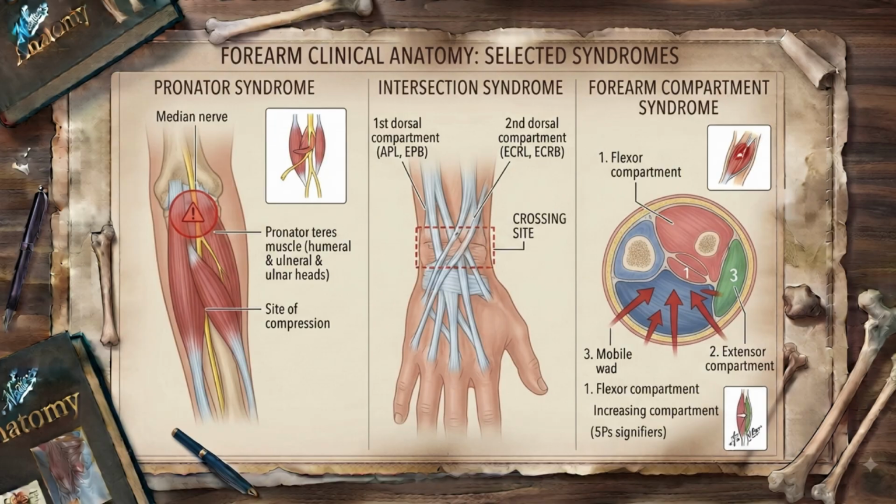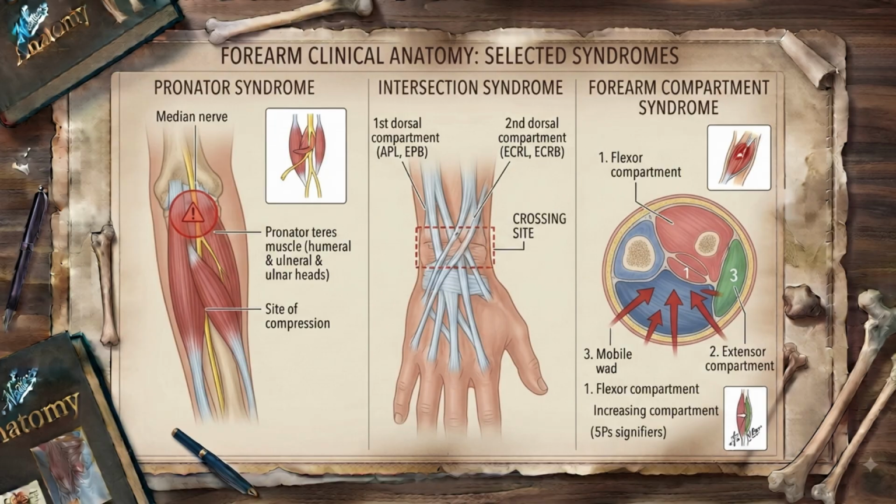Intersection syndrome occurs around the dorsal distal forearm where tendons from the first dorsal compartment cross tendons of the second dorsal compartment. The important structures are abductor pollicis longus and extensor pollicis brevis crossing over extensor carpi radialis longus and brevis. The key here is the anatomical intersection, and that is why the name.